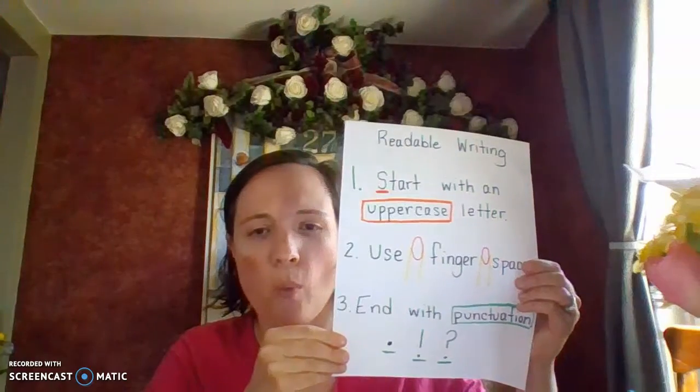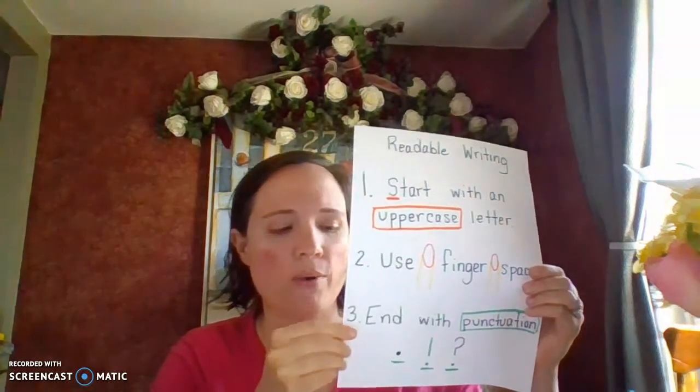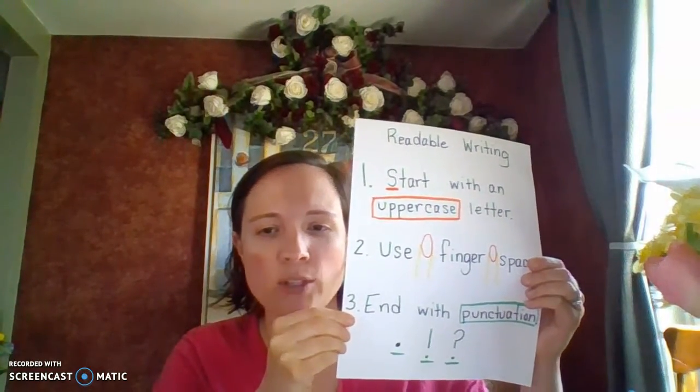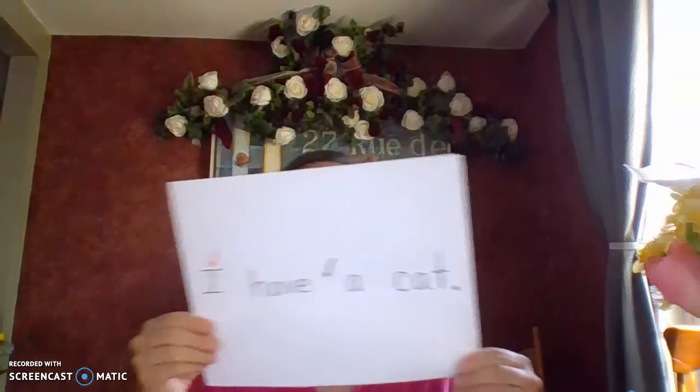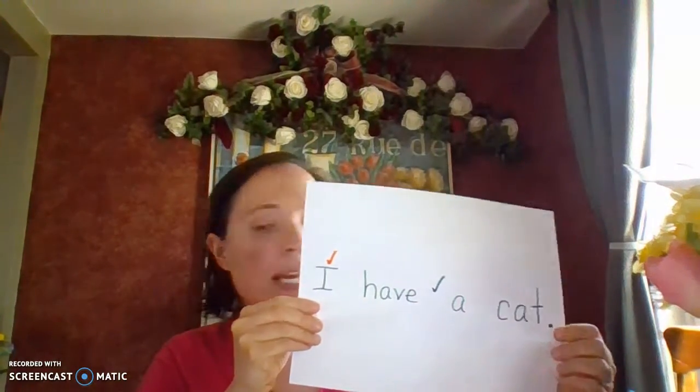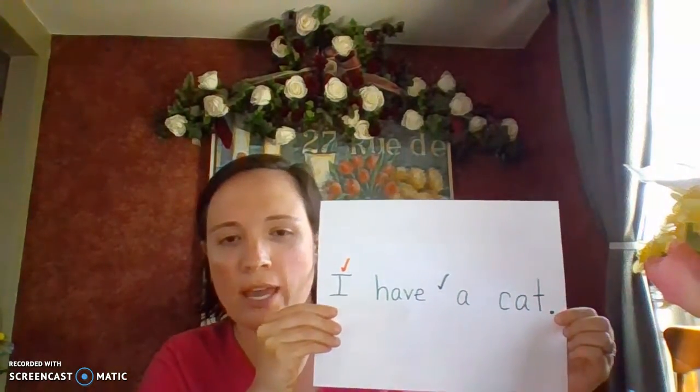Okay, we did 1 and 2. Now we're on step 3. Ends with a punctuation. Let's see. I have a cat. And at the end of my sentence, I have a period. So that is a punctuation mark.